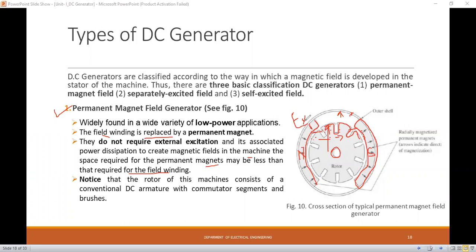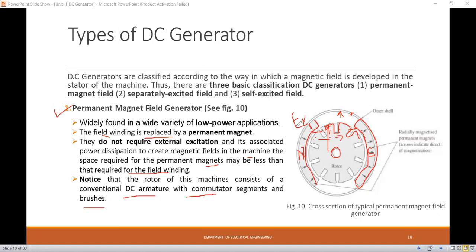So they do not require external excitation and the associated power dissipation to create the magnetic field in the machine. The space required is less as compared to that of an electromagnet, or field winding type of magnet. Now notice that the rotor of this machine consists of a conventional DC armature with commutator segment and brush.